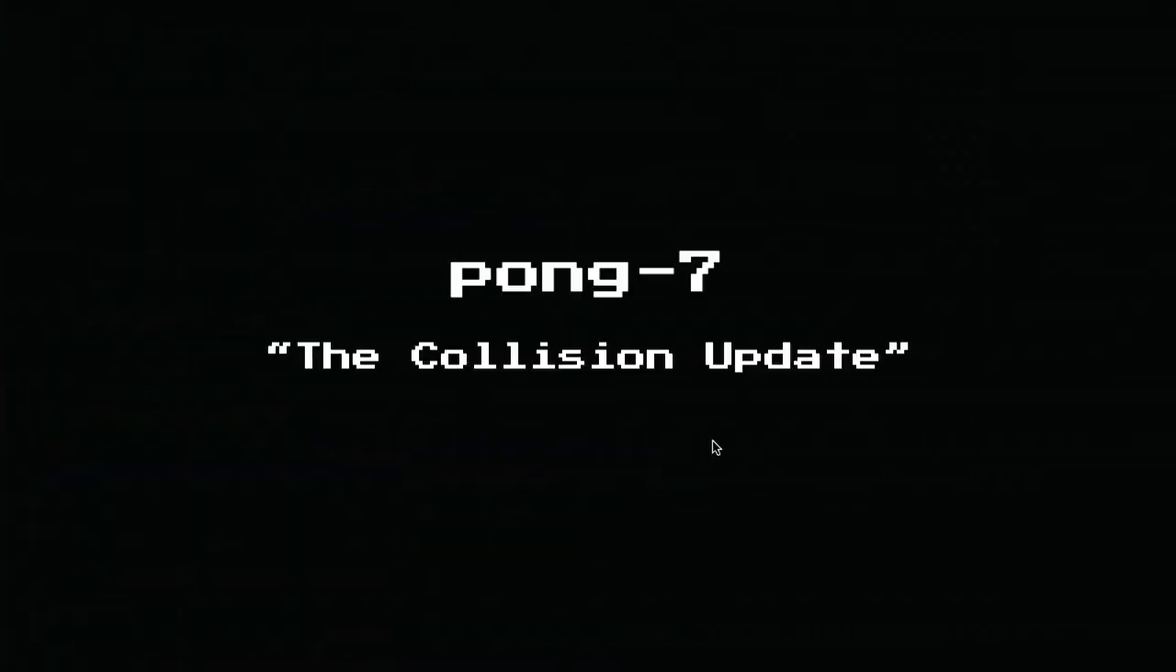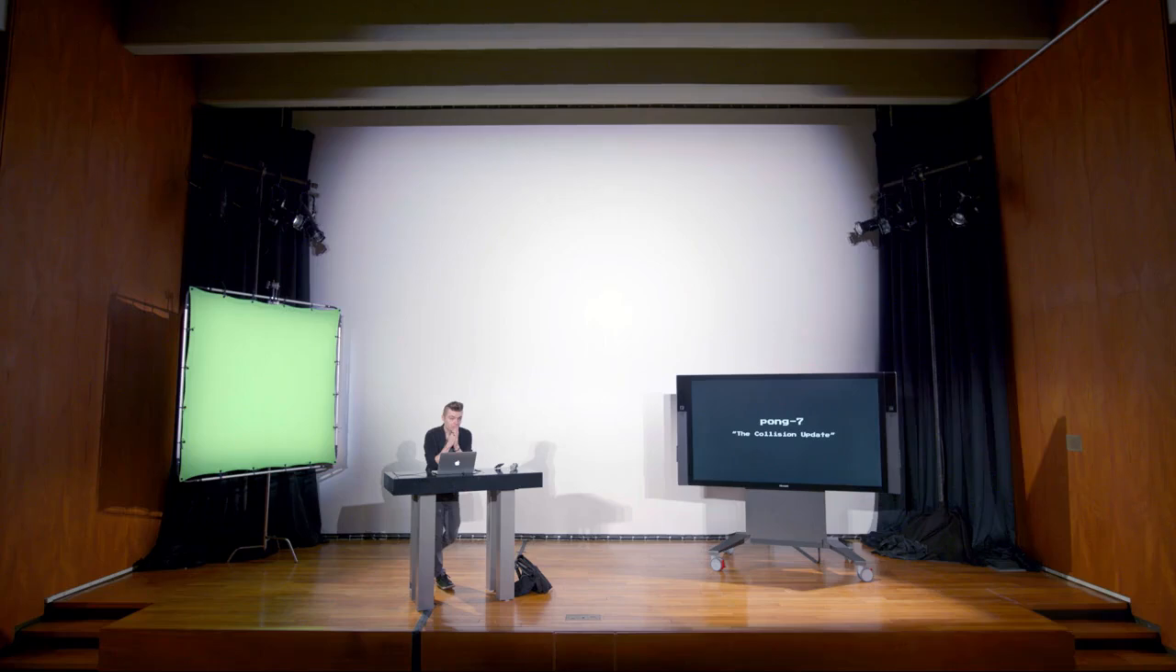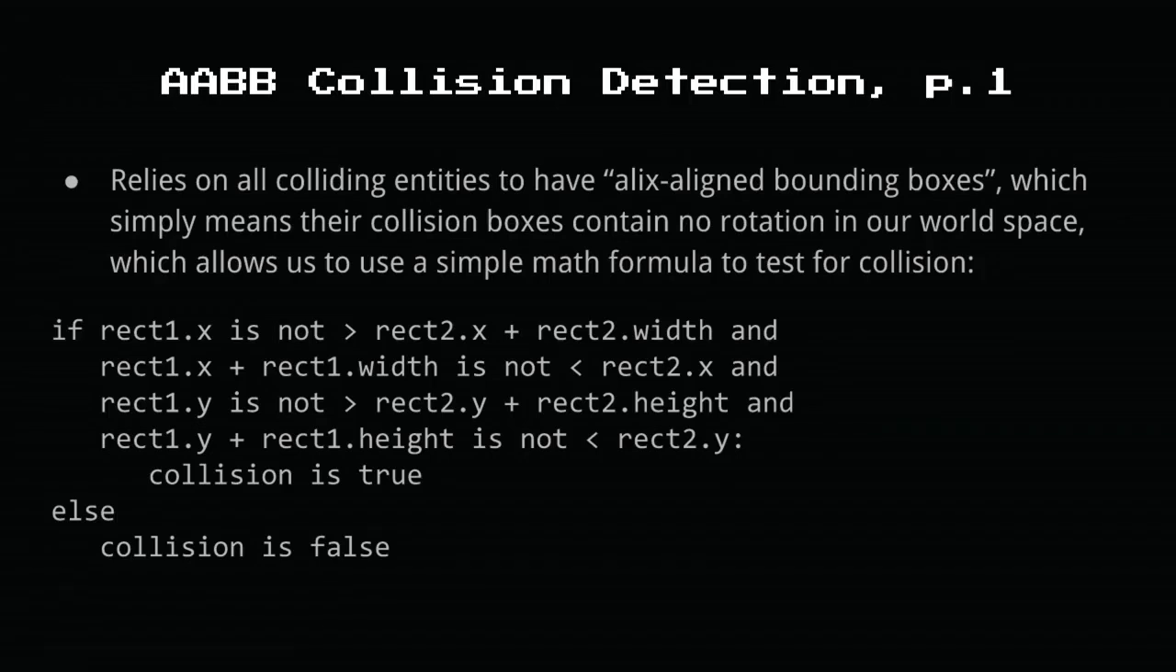We'll fix it up. But currently we have a problem, and that's that our ball is just going straight through our paddles. So how can we fix this problem? We need some way of detecting collision. So in 2D games generally, there's a concept of AABB collision detection.